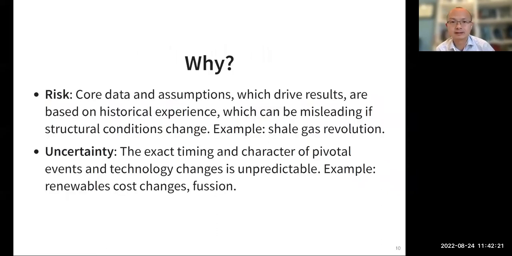Why? I'm curious, right? There are many different reasons, but I categorize them as risks and uncertainties. Risk is, as I mentioned, that models rely on data and assumptions, right? Data and assumptions drive results, but those data and assumptions are based on historic experience, and that's usually okay because in a stable system, history can predict the future. But it could change, especially with some structural change.